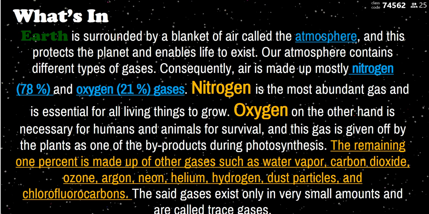Oxygen, on the other hand, is necessary for humans and animals for survival. And this gas is given off by plants as one of the byproducts during photosynthesis. The remaining 1% is made up of other gases such as water vapor, carbon dioxide, ozone, argon, neon, helium, hydrogen, dust particles, and chlorofluorocarbons. The said gases exist only in very small amounts, and they are called trace gases.